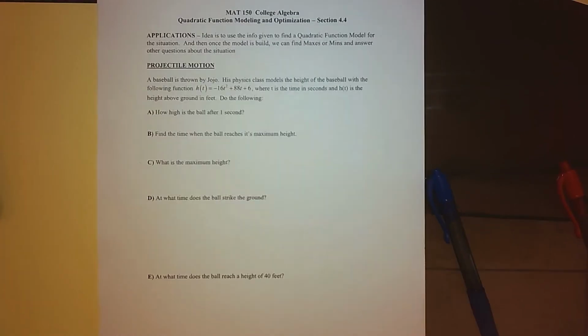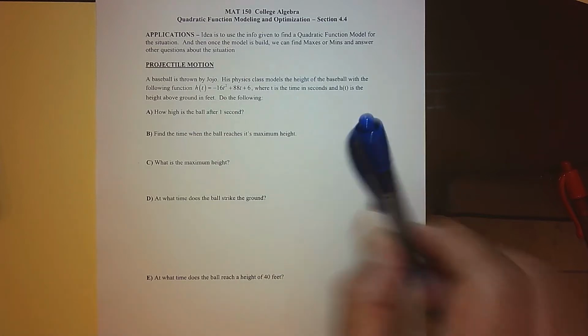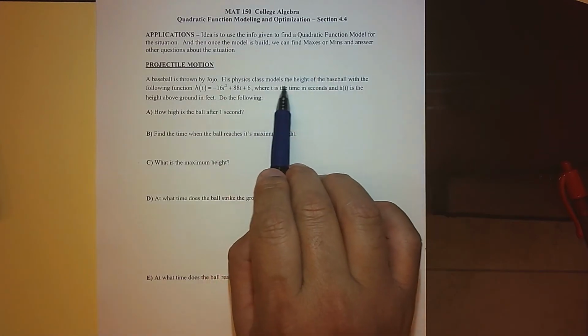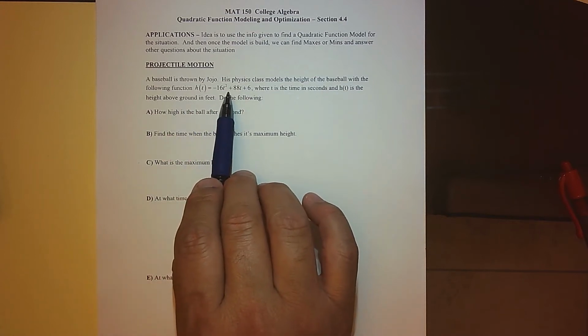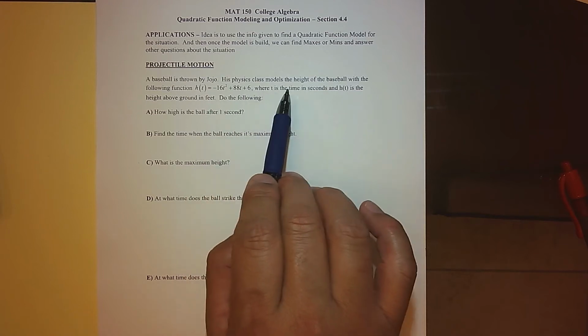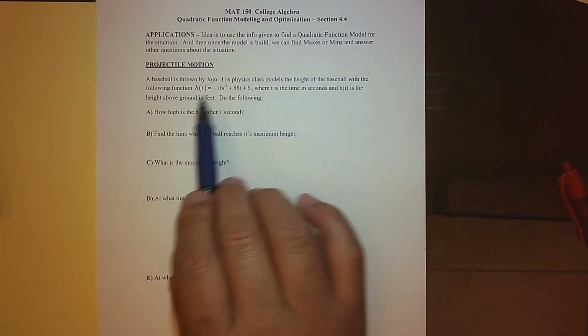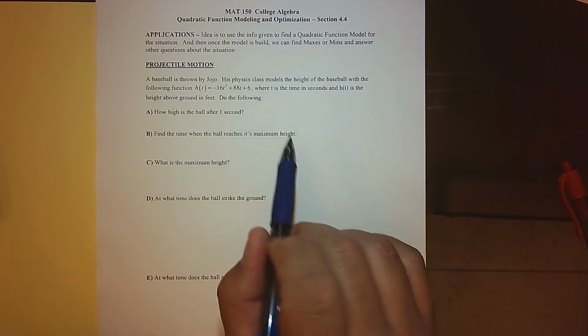Okay, so we've seen this last example quite a bit. The idea is projectile motion. We're going to throw a baseball, and this time JoJo's throwing it up, and his physics class models the height of the baseball with the following function: h of t equals negative 16t squared plus 88t plus 6. t is time in seconds, and h of t is the height of the ball above the ground. All right, so how do we use this?